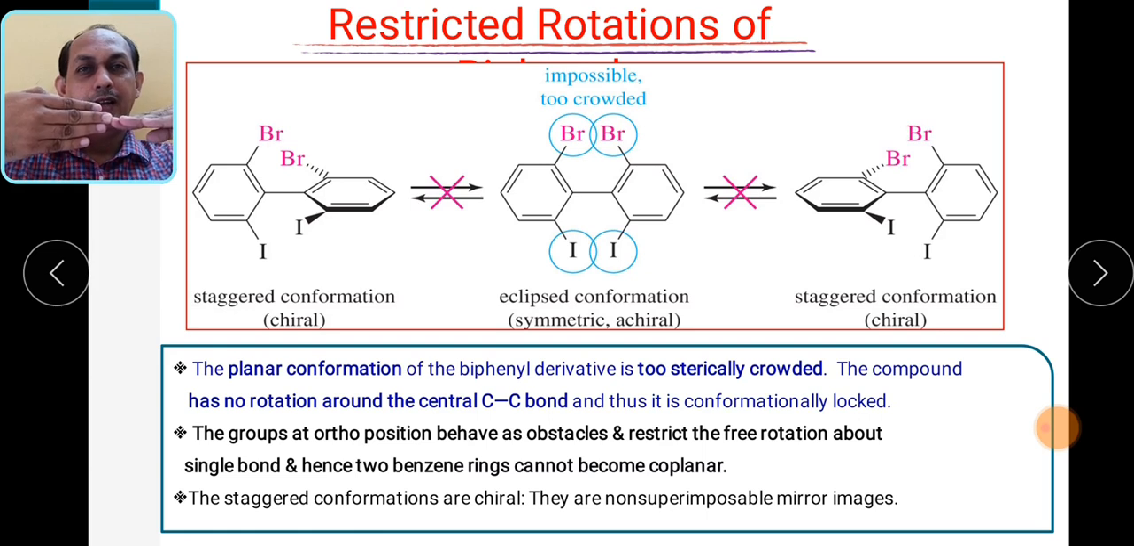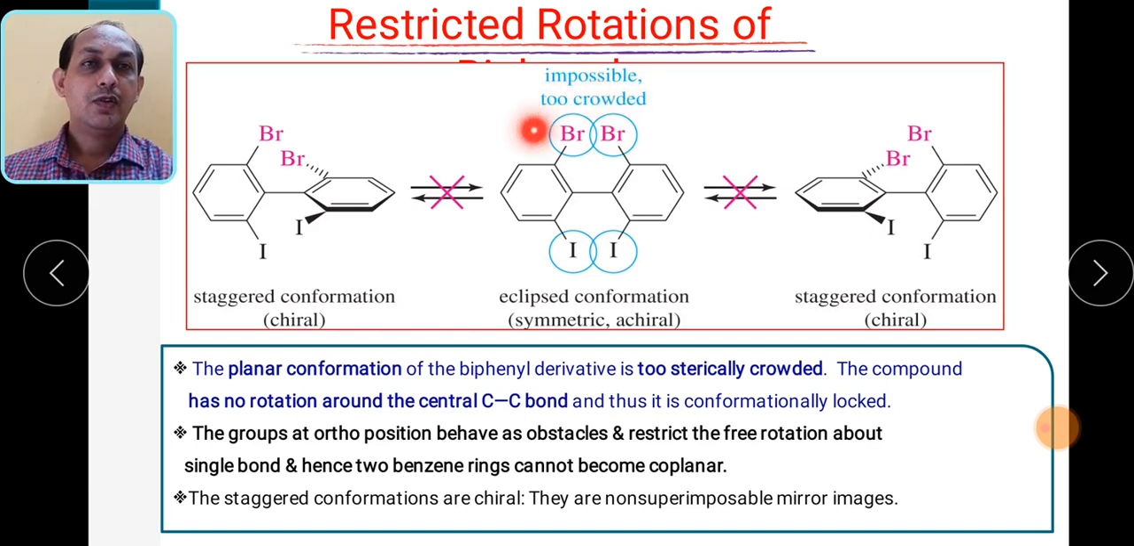It means one ring can remain in one plane while another ring will remain perpendicular to it. So what we observe is that the interconversion is not possible, meaning there occurs a restricted rotation. The two rings cannot move, as if we are restricting their movement. Why is it so restricted?